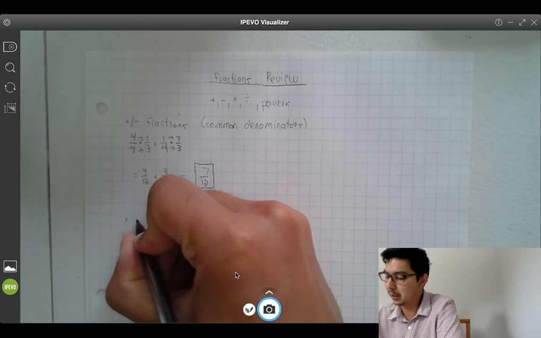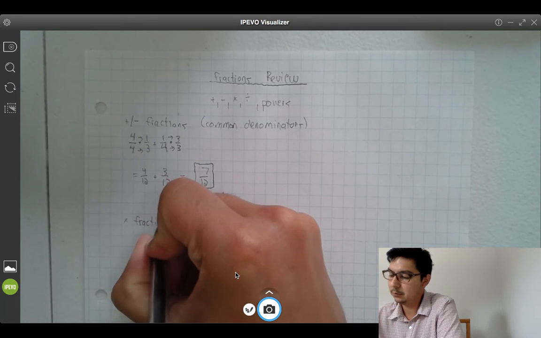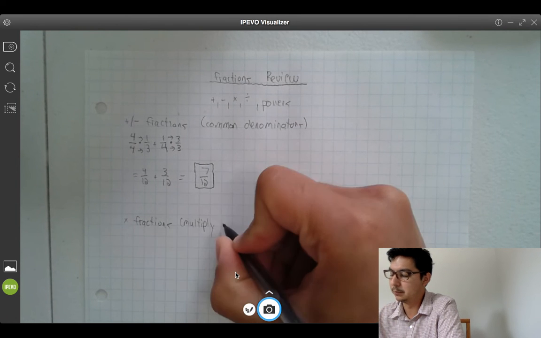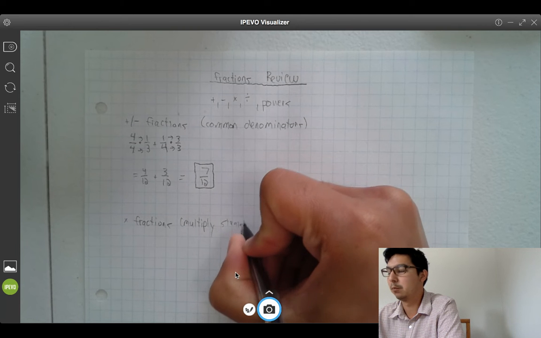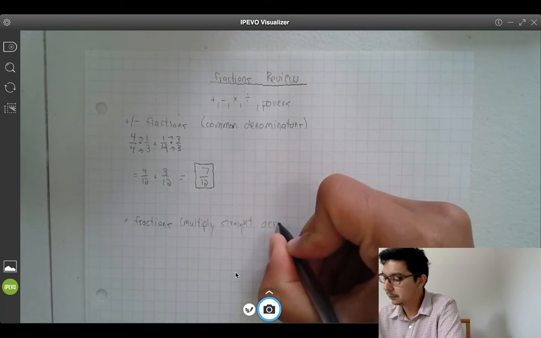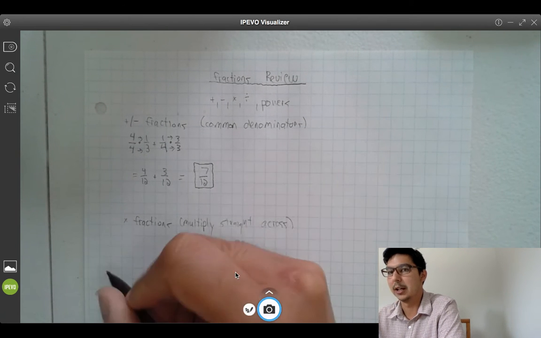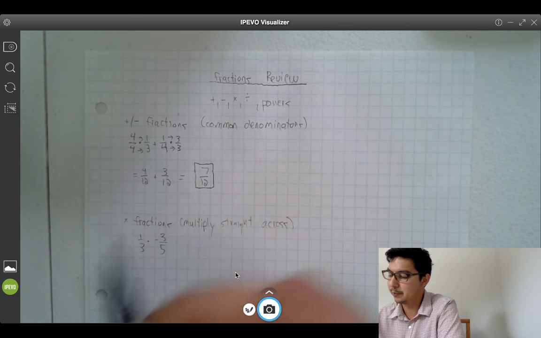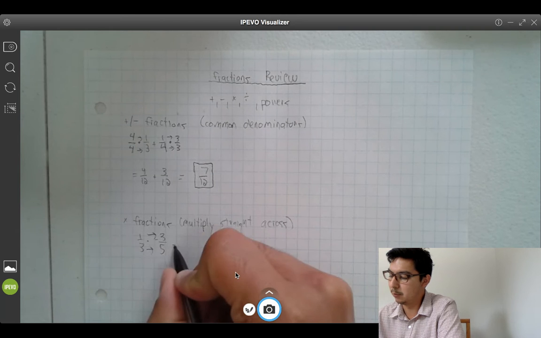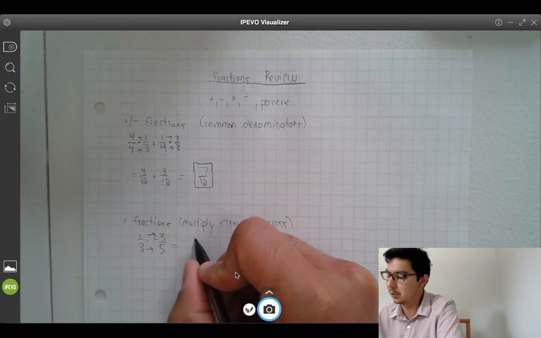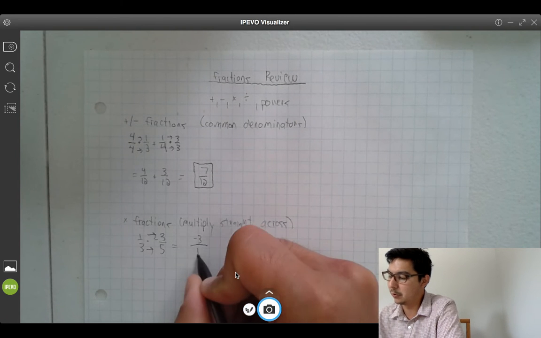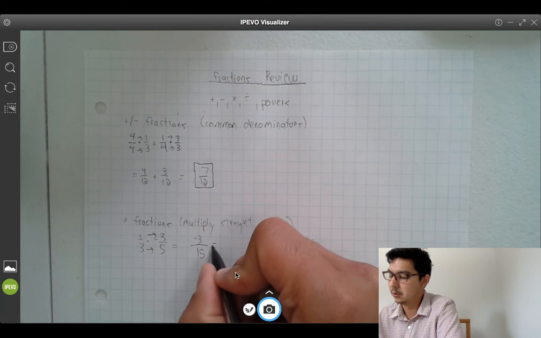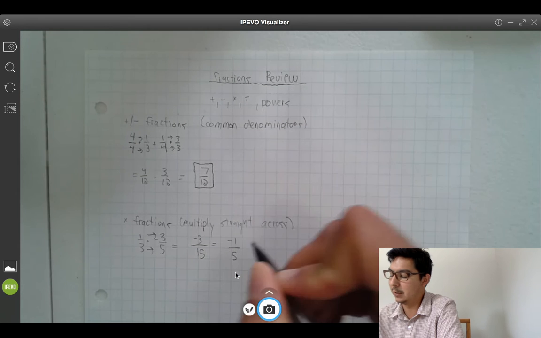When it comes to multiplying fractions, you multiply straight across. So say I had the problem 1/3 times -3/5. If I go straight across, you have 1 times -3, which is -3, 3 times 5, which is 15. Both those can be divisible by 3. So then you end up getting -1/5.